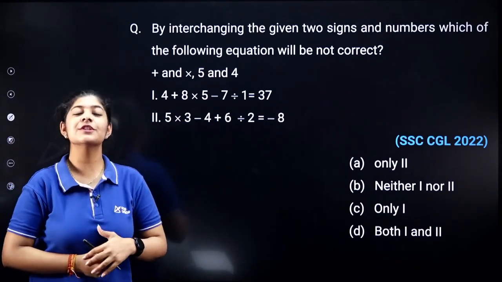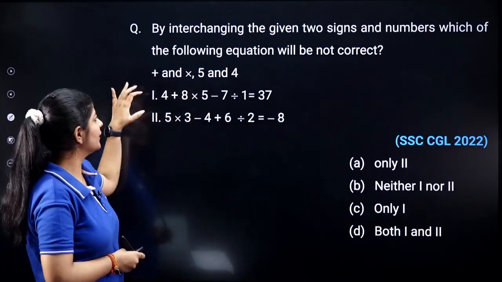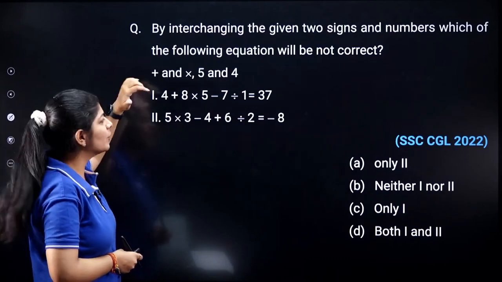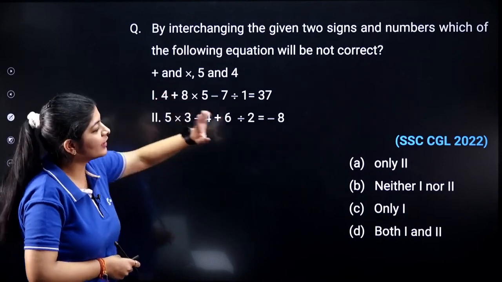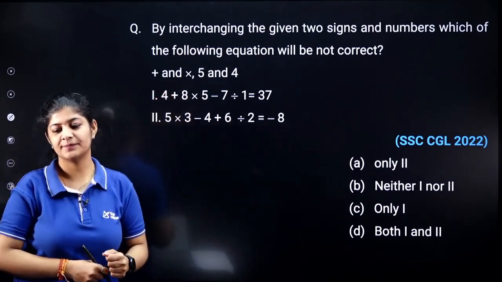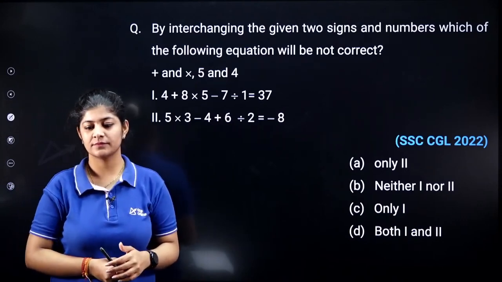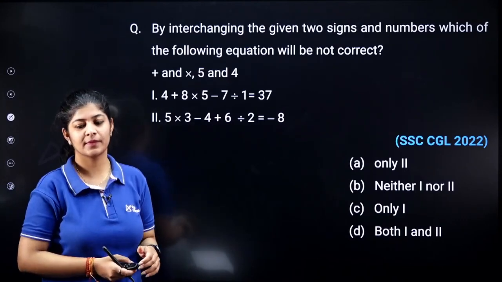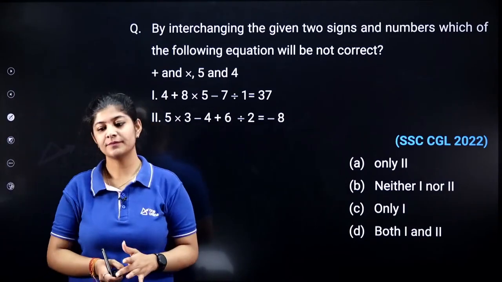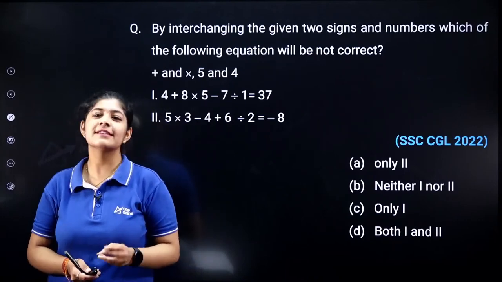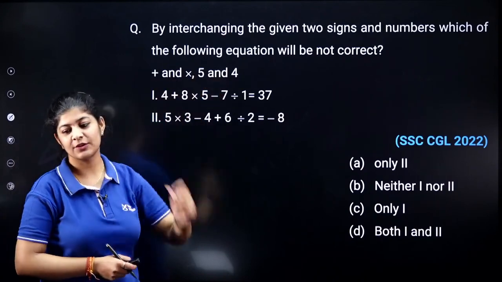What you need to do is first interchange the signs, and after that check both the statements, or both the equations. This is your equation number 1 and this is your equation number 2, and accordingly you need to answer. This is a very simple question. We need to interchange these signs and these two numbers.